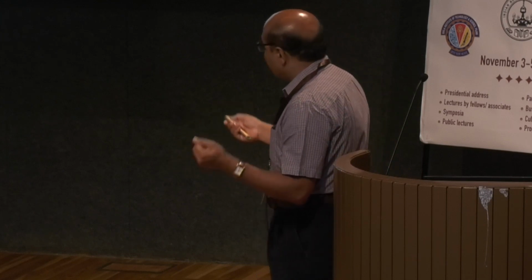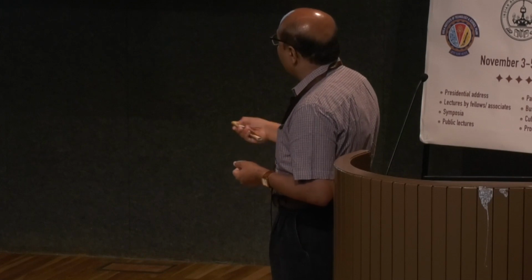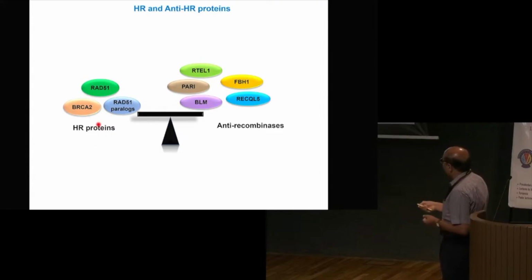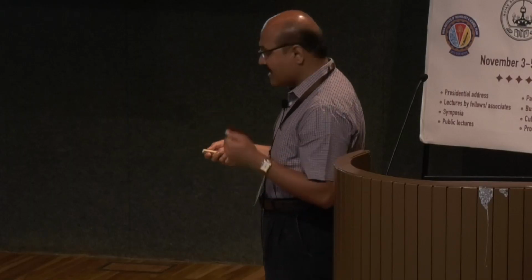So there has to be a proper balance between the homologous recombination pathway and the homologous recombination proteins like RAD51, RAD52 as well as the RAD51 paralogs, along with the anti-recombinases. These are helicases like RTEL1, FBH1, BLM, RECQL5. Their functions have been implicated as anti-recombinases in trying to regulate homologous recombination in our cells.